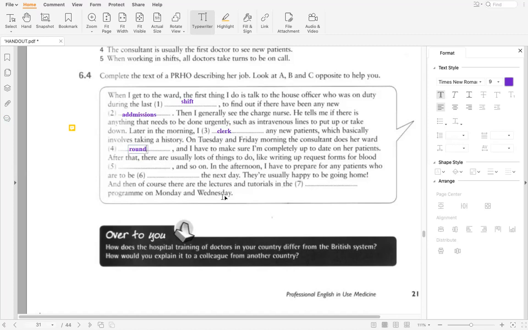After that, there are usually lots of things to do, like writing up request forms for blood what? Blood test, and so on. In the afternoon, I have to prepare for any patients who are to be what the next day? They are usually happy to be going home. What is the meaning of going home? Discharge. So to be discharged.